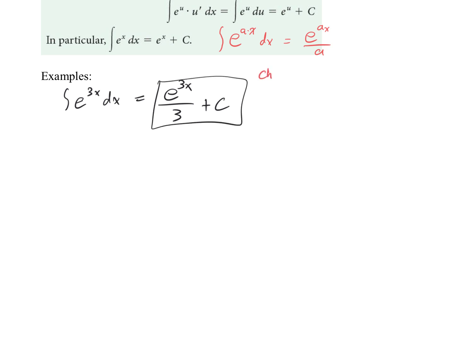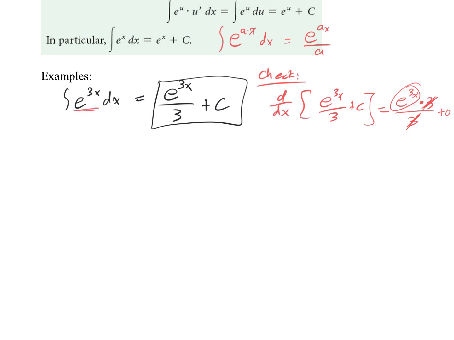How can we check our answer? If you took the derivative of e to the 3x over 3 plus c, this would be e to the 3x times 3. You'd have to chain on the derivative of the exponent. It's still all over 3. The plus c becomes plus 0. Dividing by 3 and multiplying by 3 reduce, so we end up with this thing, which is in fact the thing that you had started with. That's the expression inside of your indefinite integral.